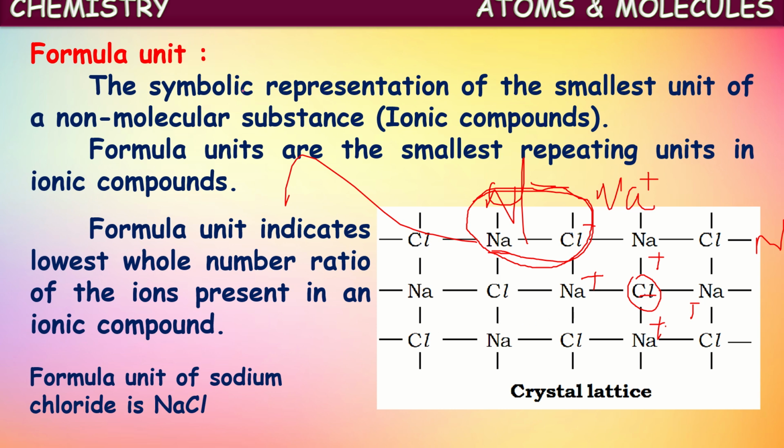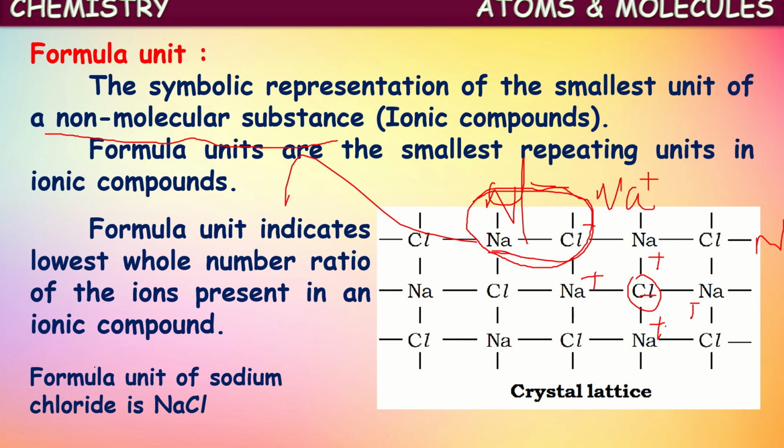So the definition is: the symbolic representation of the smallest unit of a non-molecular substance. So it is not a molecule. Molecule means the independent existence of a particle in matter. Is any part independently existing in this crystal lattice? No. So the symbolic representation of the smallest unit of a non-molecular substance, meaning an ionic compound, is called formula unit.